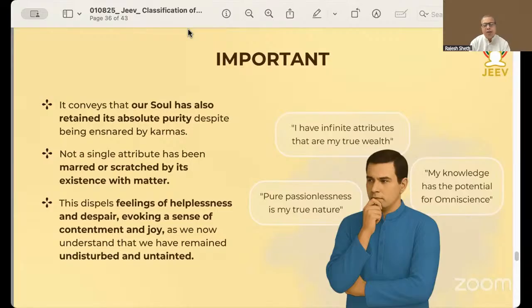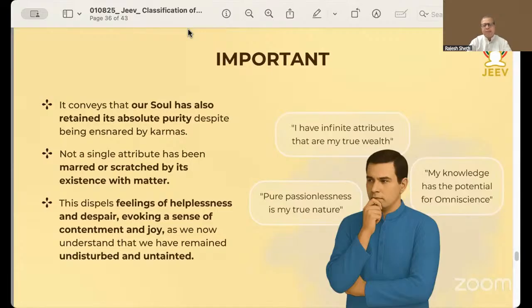Even if we don't believe ourselves to be the soul, we don't become the body, we don't become karmas, we don't become temporary emotions. No, we are complete in ourselves all the time. As we now understand, we have remained undisturbed and untainted. So pure passionlessness is my true nature.